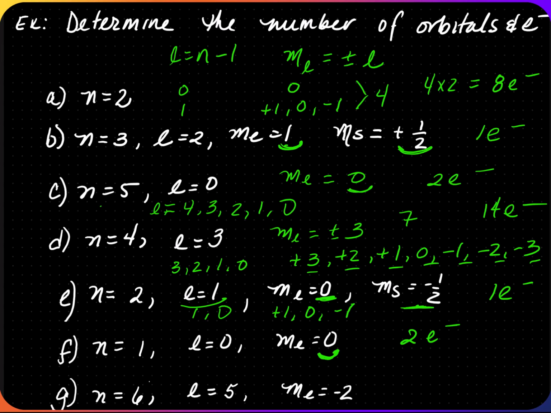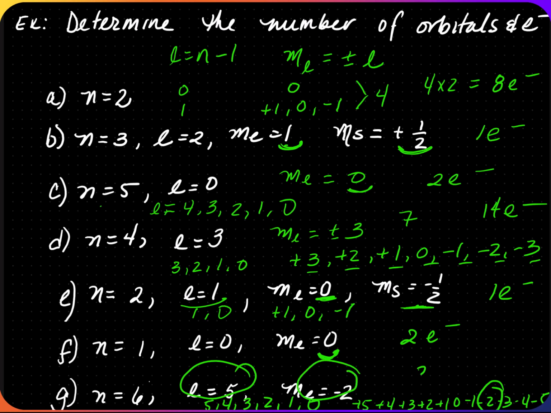When n is equal to 6, L could equal 5, 4, 3, 2, 1, 0, but they gave us L is equal to 5, so ML could be plus or minus 5, so it could be plus 5, plus 4, plus 3, plus 2, plus 1, 0, minus 1, minus 2, minus 3, minus 4, minus 5. Since they only gave us one of the orbitals, there's only one orbital which will hold 2 electrons.